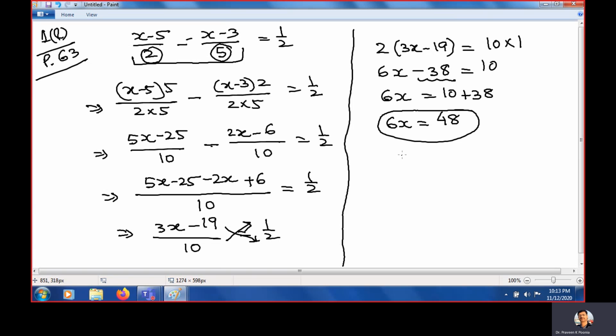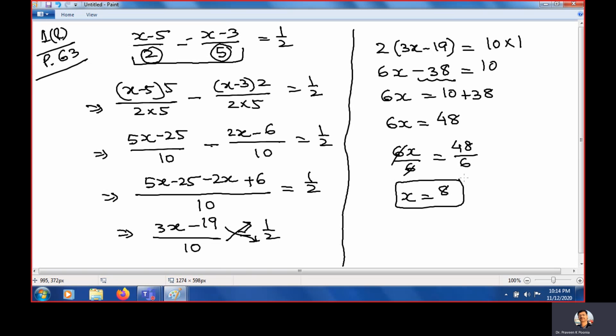Clear? Now divide by 6. So dividing by 6 gives 6x upon 6 equals 48 upon 6. This 6 cancels. x is equal to, how much is it? It is 8.